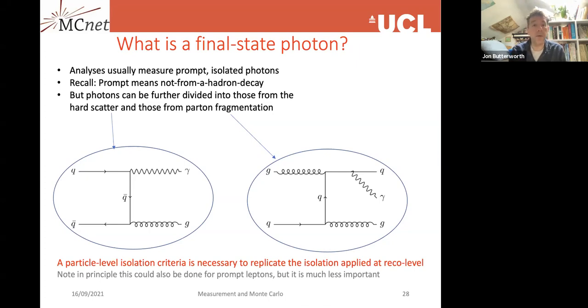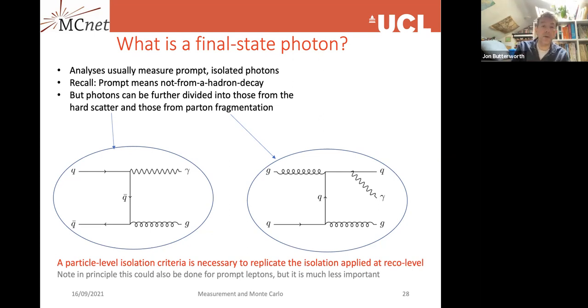And you may also want to define prompt ones so that you're only looking at photons that come directly pre-hadronization, so you exclude the photons from, for instance, pi0 decays, which is a very copious source of photons. So those are physical definitions, and you may want to define a phase space that incorporates those at the particle level, so that you have some idea.